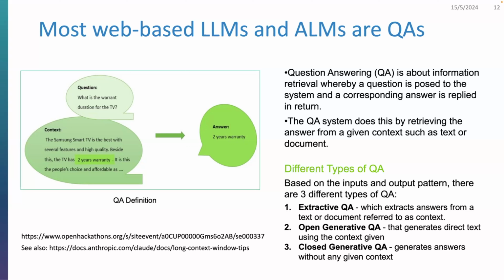In terms of QA, more generally speaking, it's about information retrieval, where you get a question posed to the system, and an answer needs to be returned. It needs to be grounded in the content that you want to retrieve the answer from. The QA system in this context, a large language model, retrieves the answer from some context. Maybe it's a text, maybe it's a document. That's the retrieval mechanism I was talking about.